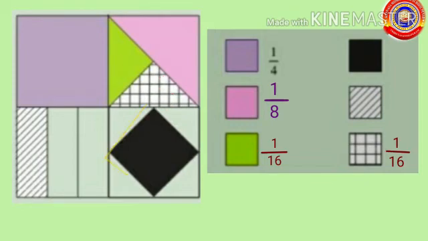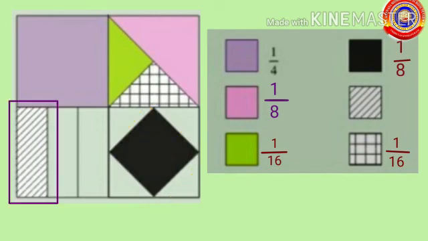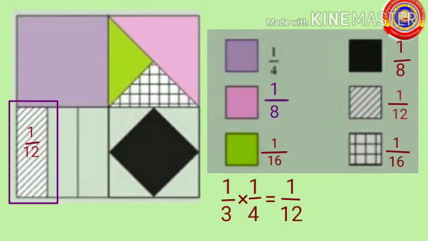Now, how much is this black part? This black portion is half of the 1 by 4. Half of 1 by 4 is equal to 1 by 8. Now, this portion is equal to 1 by 3 of the 1 by 4 part. 1 by 3 of 1 by 4 part means 1 by 3 into 1 by 4. That is equal to 1 by 12. Have you all understood this?